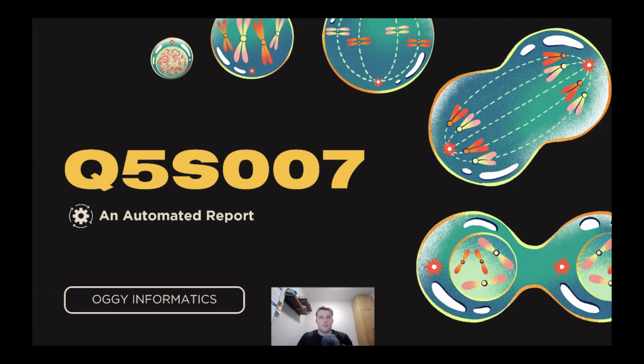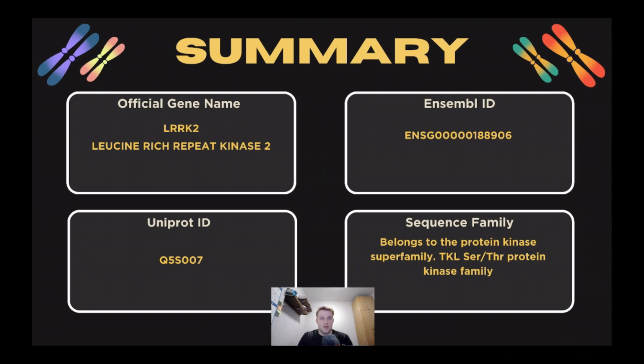Okay, so the idea with this PowerPoint is that we're going to supply a UniProt ID, which is a unique ID given to a protein listed in the UniProt database, and it's going to create this PowerPoint for us with information about that protein. So let's just go through an example. We have this UniProt ID here, which is the ID for a specific protein, and then the PowerPoint itself is then populated with information about that protein.